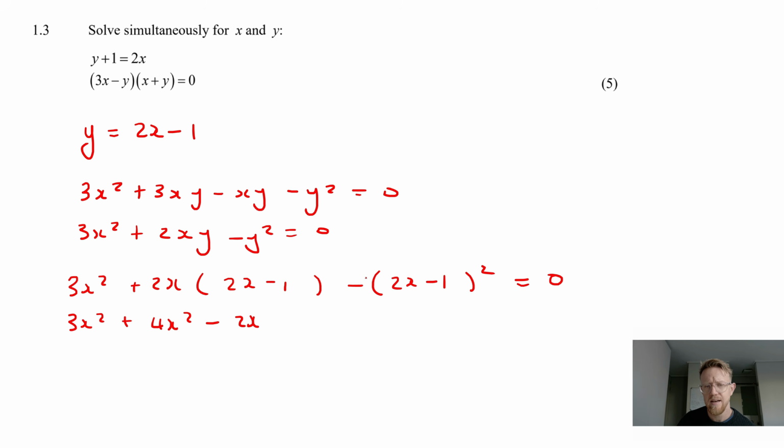Now here's an area where learners make mistakes. You don't want to put this negative inside. We can't because there's an exponent of 2. So instead you're going to double bracket.